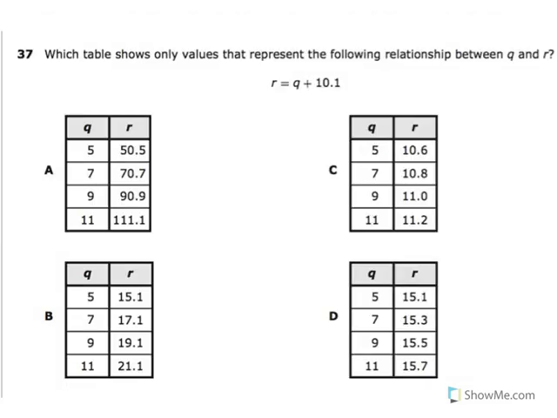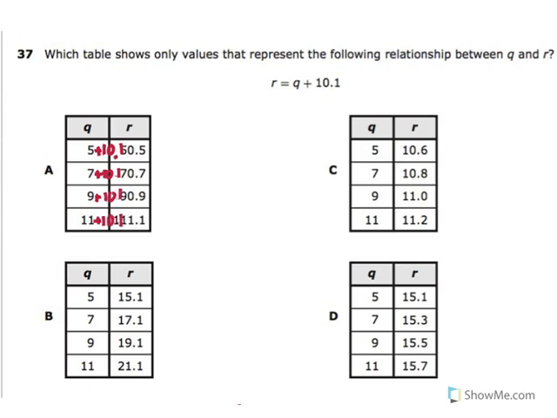Okay, which table shows only values that represent the following relationship between Q and R? It says R equals Q plus 10 and 1/10. So what I'm saying is, I want to add 10 and 1/10 to the Q. I want to add 10 and 1/10 to all of these, and I want to know which one is correct.